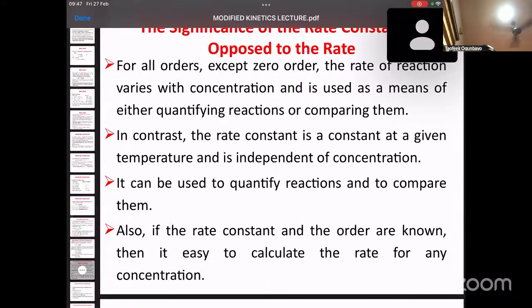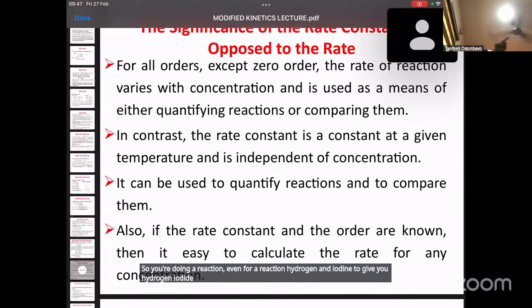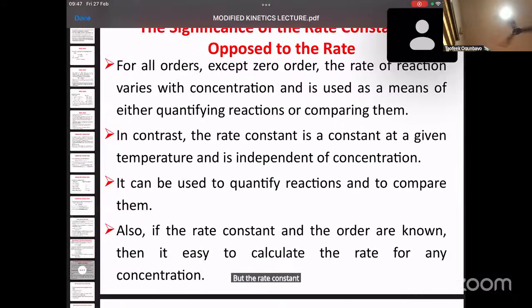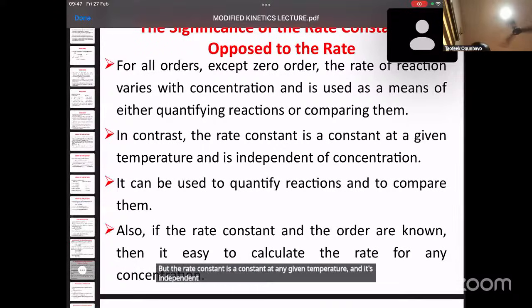So you're doing a reaction, even for a reaction, hydrogen and iodine to give you hydrogen iodide, the rates will change from the beginning of that reaction till the end. You won't even have a single rate of reaction throughout that reaction. But the rate constant is a constant at any given temperature and is independent of concentration.